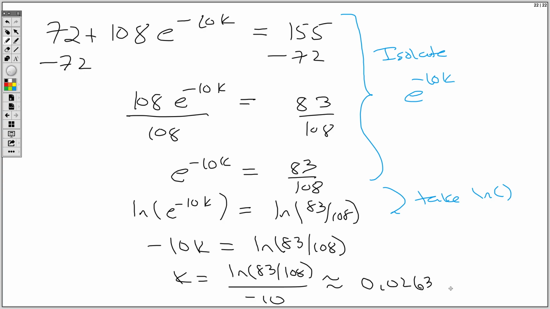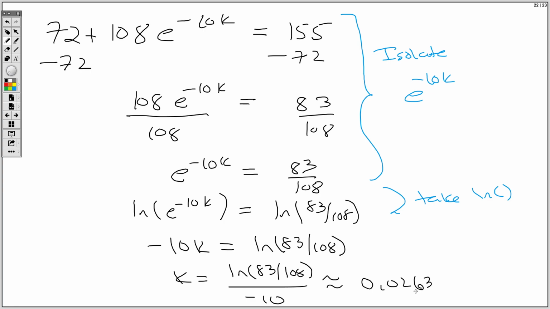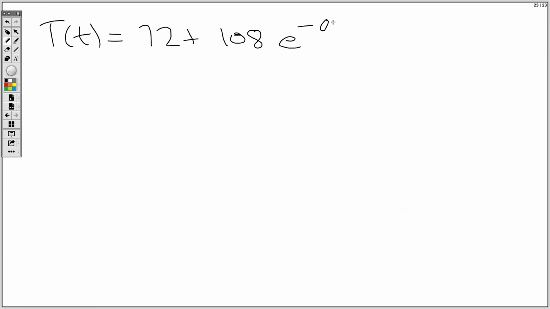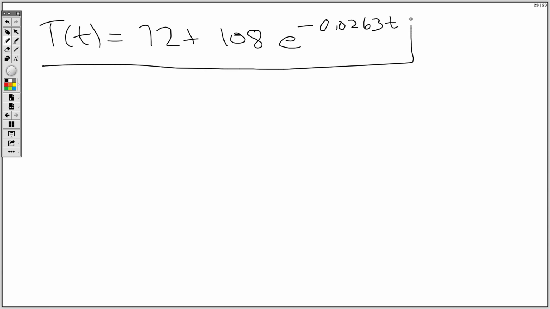Okay. And so putting that back into the model, T(t) is 72 plus 108 e to the minus kt. So the k here is positive, so e to the minus kt would be e to the minus 0.0263t. So that would be our model.